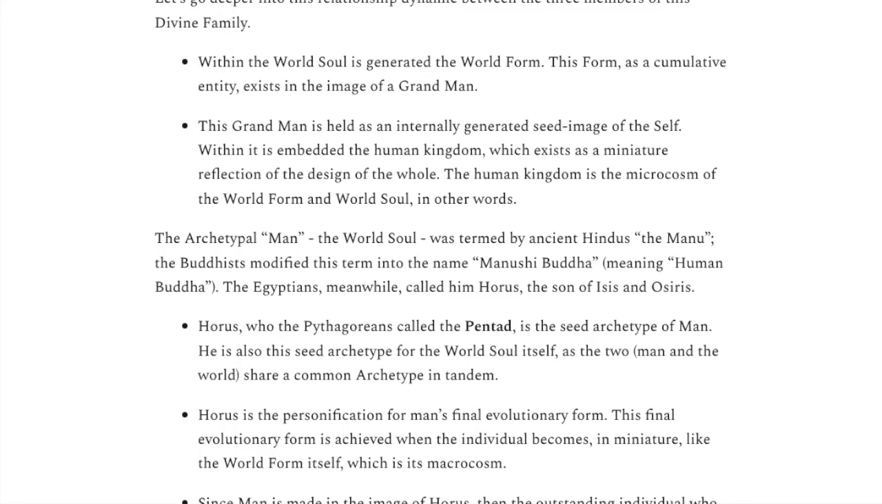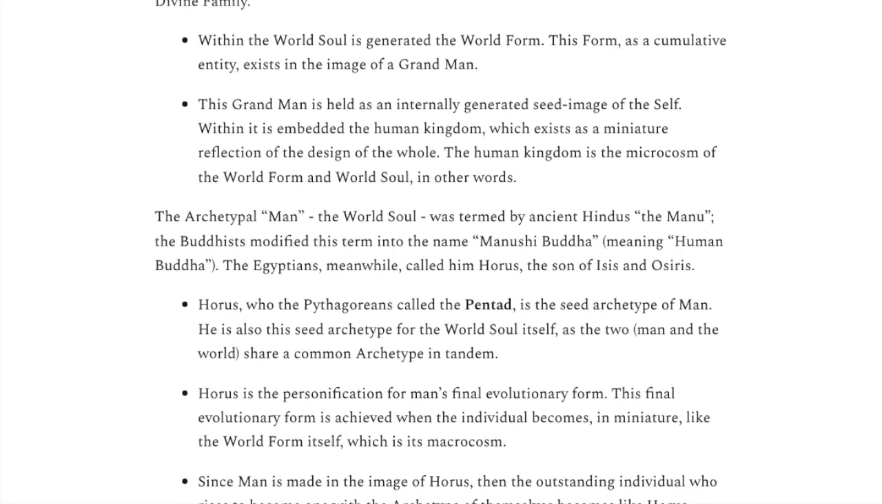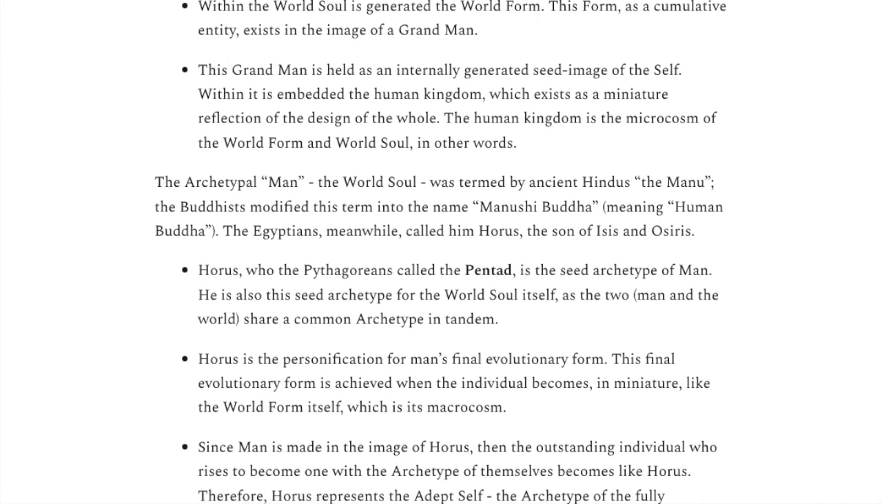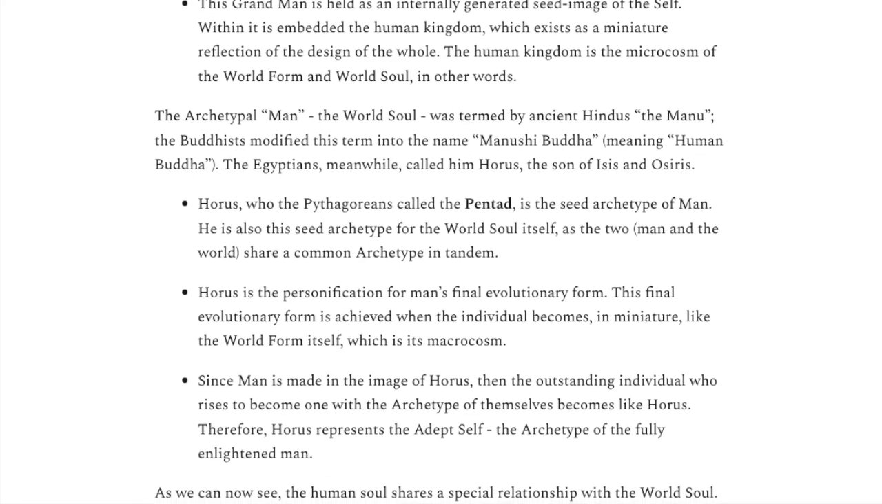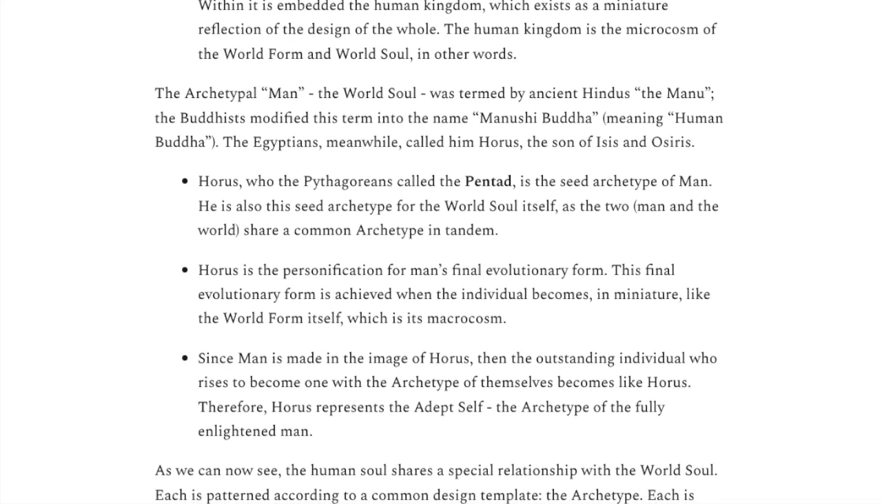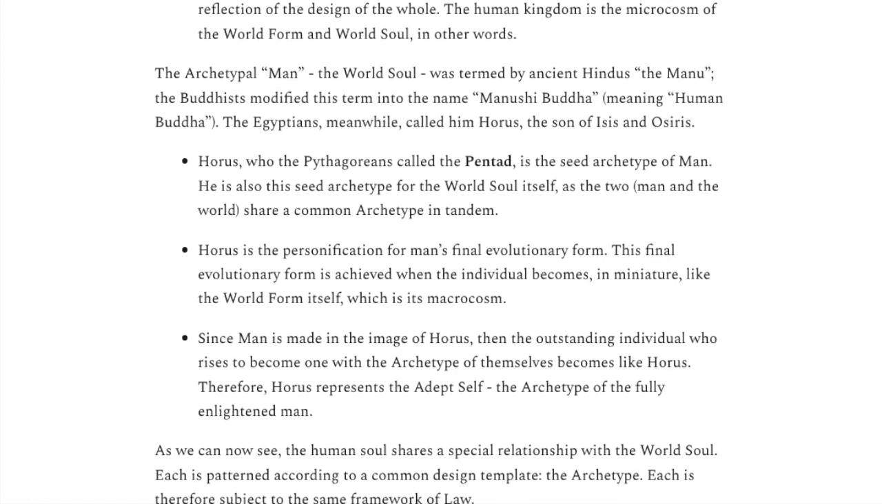So we are the instruments of the self within its manifest creation, within the world of matter. So of all the kingdoms, we play the role of something like the nervous system of the self, the manifested self, this divine being that is the world. The archetypal man, the world soul, was termed by ancient Hindus the Manu. The Buddhists modified this term into the name Manushi Buddha, meaning human Buddha. The Egyptians, meanwhile, called him Horus, the son of Isis and Osiris.